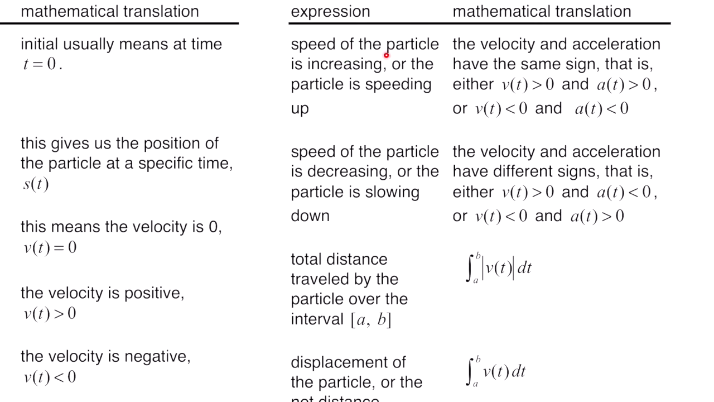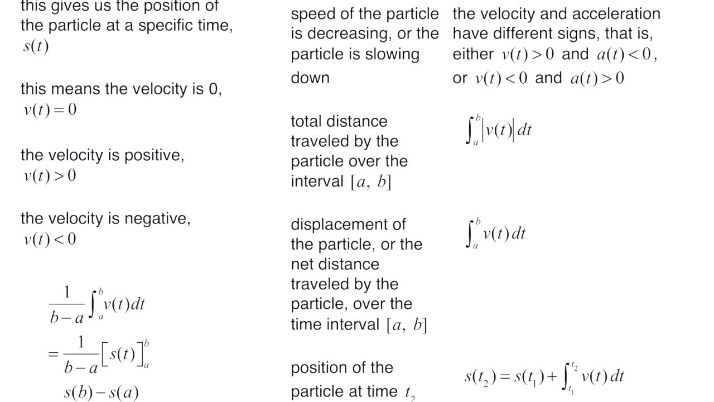Here we have the speed of the particle is increasing, or the particle is speeding up. That means that velocity and acceleration have the same sign. So either the velocity is positive and the acceleration is positive, or velocity is negative and also the acceleration is negative. Next we have the speed of the particle is decreasing, or the particle is slowing down. That means that velocity and acceleration have different signs. So if your velocity is positive, that means acceleration is negative. Or vice versa, if velocity is negative, that means acceleration is positive.